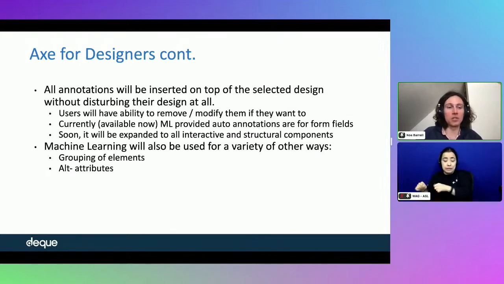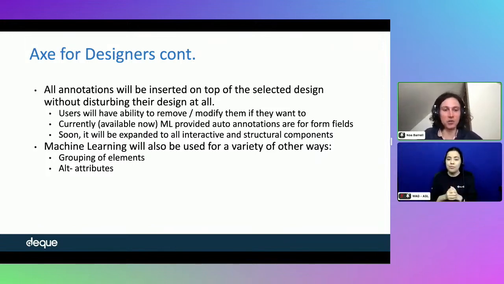And so just a little bit more about Axe for Designers. All of these annotations from our machine learning will be inserted on top of the selected design without disturbing the design or changing it at all. It will just give you the option to use it should you find that the machine learning is correct. And then you can remove or modify them if the machine learning is not correct. And it's available now. So you should all go and try it out.